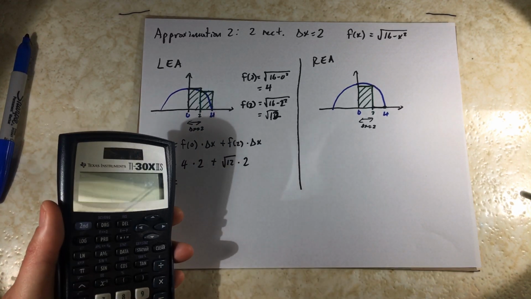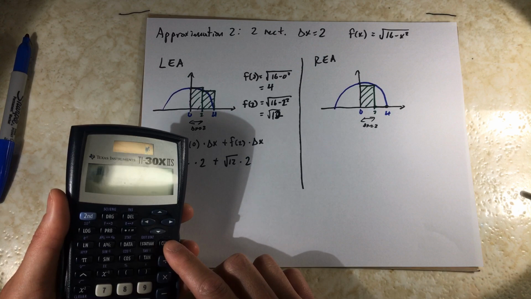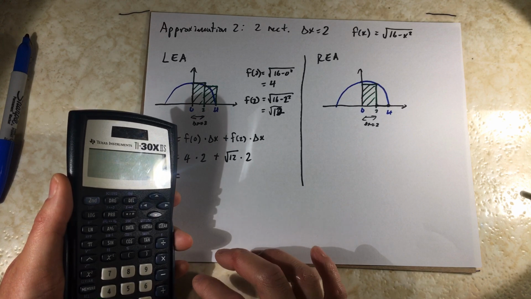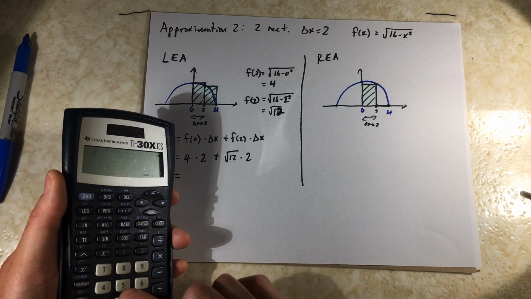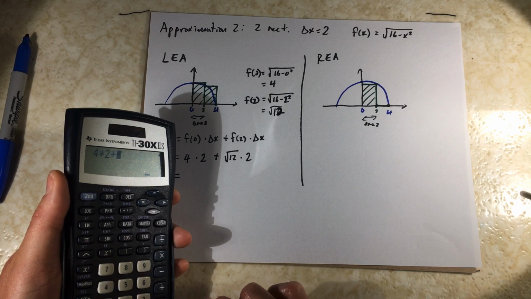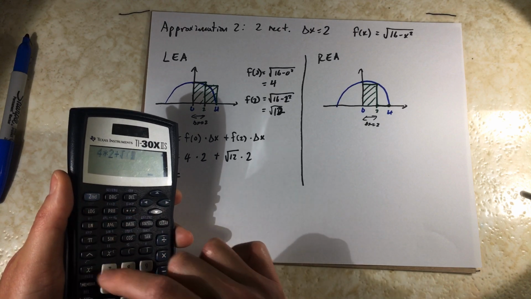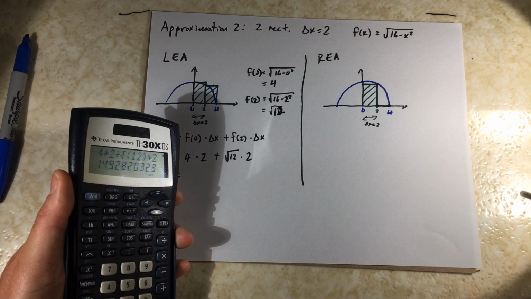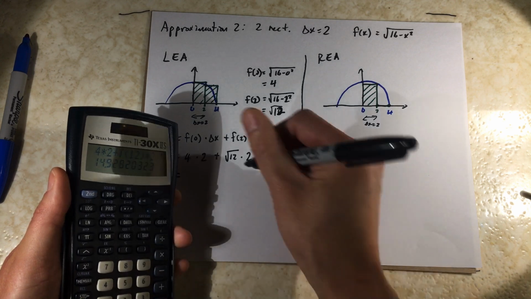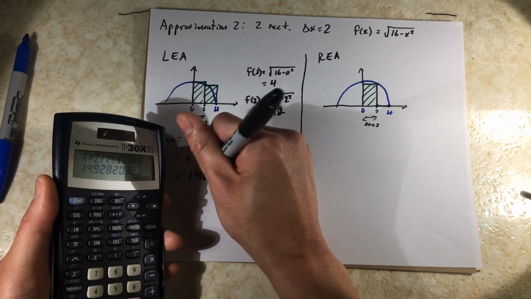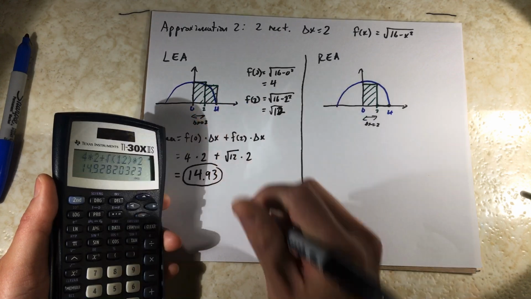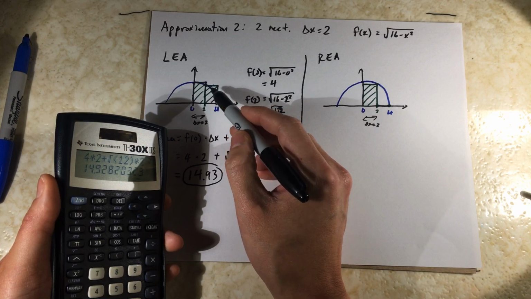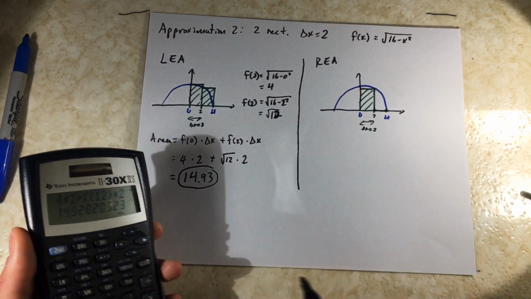Is there a way I can see this clearly? That's probably the best we're going to do. So 4 times 2 plus the square root of 12 times 2, and I get 14.92 or 93 as the area. Again, that's going to be too big because some of these rectangles are outside of the curve, but that's an upper limit.